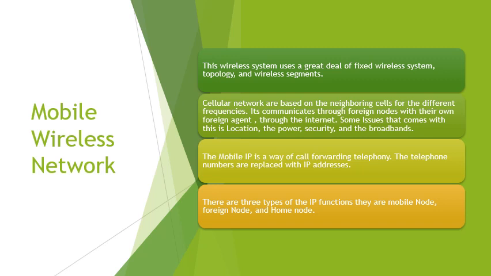Cellular networks are based on neighboring cells using different frequencies. They communicate through foreign nodes with their own foreign agent through the internet. Some issues that come with this are location, power, security, and bandwidth. Mobile IP is a way of call forwarding topology. The telephone numbers are replaced with IP addresses. There are 3 types of IP functions: mobile nodes, foreign nodes, and home nodes.